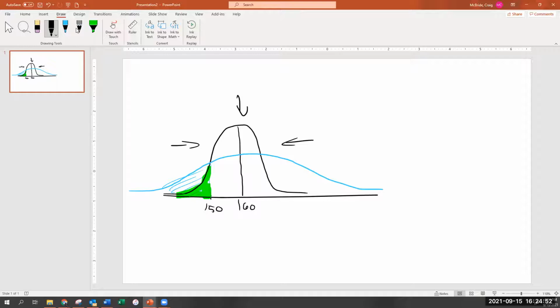So we need to figure out how to get this area of 1%. So you can do a z-score. Your z-score equals a measurement minus the mean, divided by the standard deviation. And we need to find the z-score that corresponds to an area of 1% and then work backwards from there.